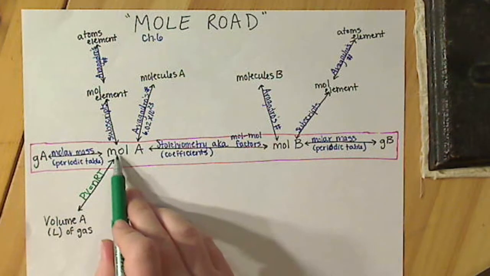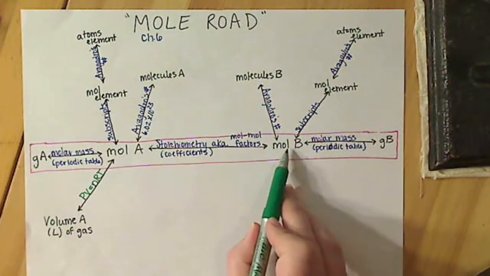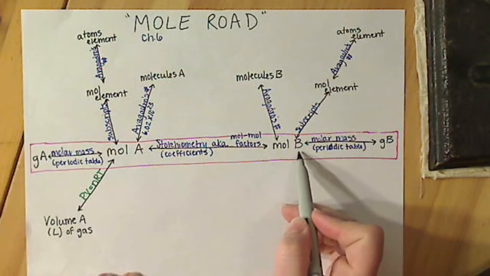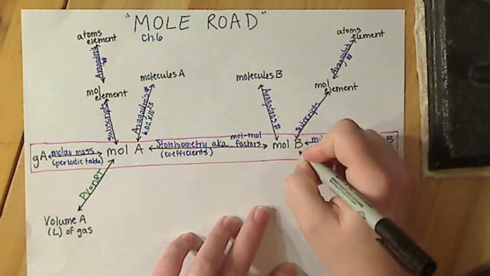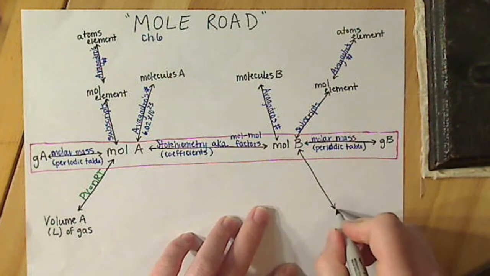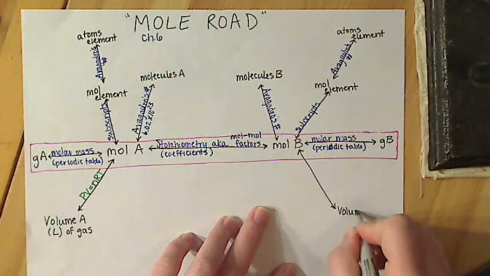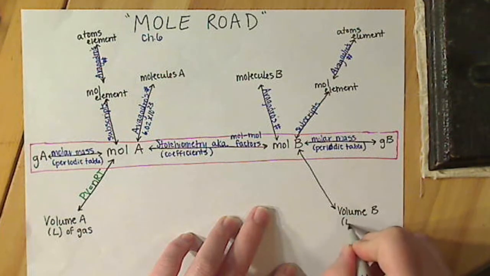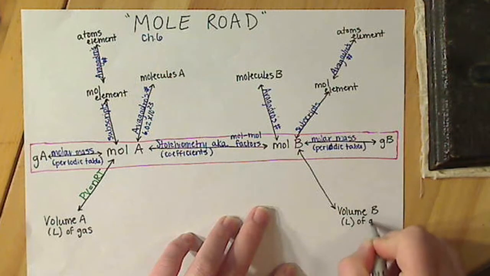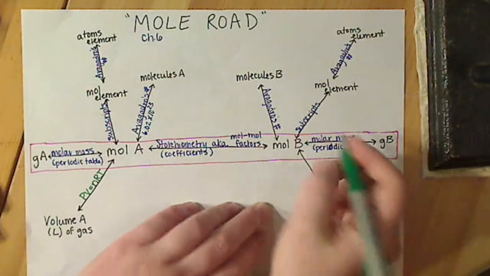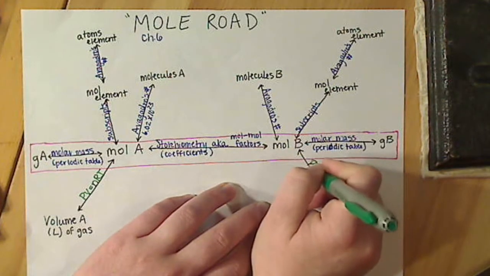Then, once we get to moles of A, we can convert to moles of B. And if B is a gas, then we can also figure out the volume of B in liters, again as long as it's a gas, using the ideal gas equation again.